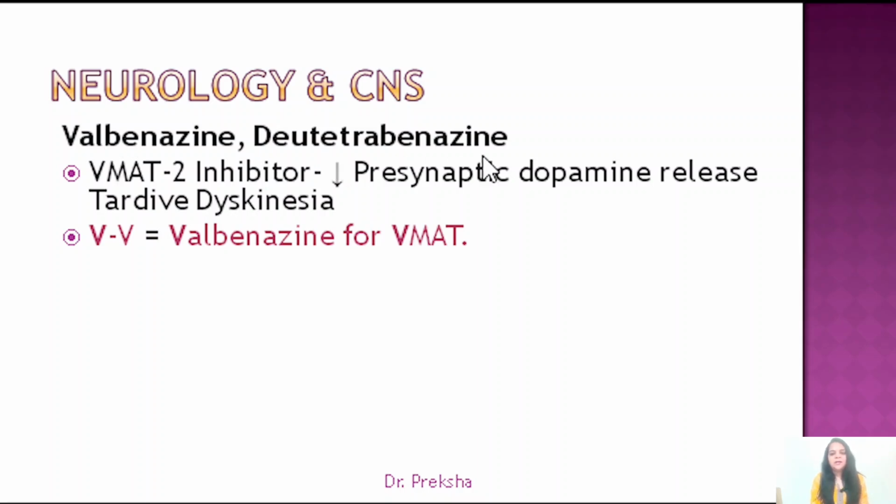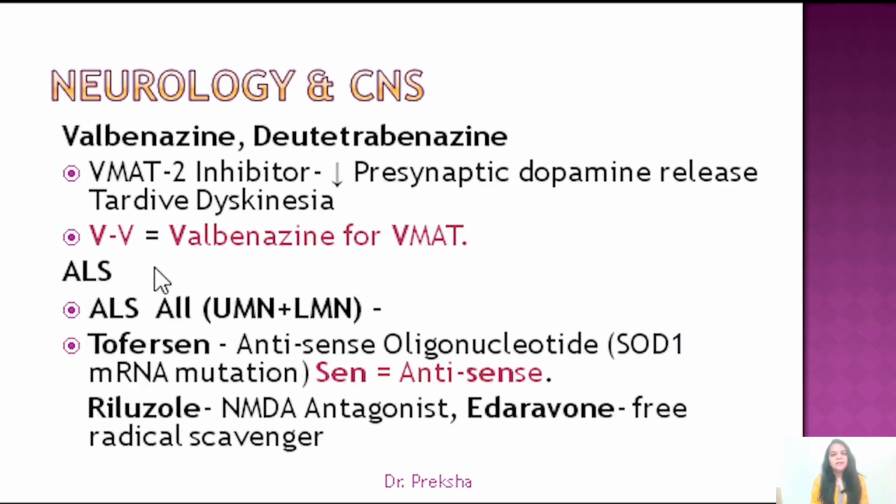Valbenazine and deutetrabenazine. These drugs are VMAT2 inhibitors, vesicular monoamine transporter type 2 inhibitors, and they decrease presynaptic dopamine release. They are useful for the treatment of tardive dyskinesia, which is a hyperkinetic movement disorder. So V stands for V: valbenazine is for VMAT. This is how you can remember valbenazine and deutetrabenazine for the treatment of tardive dyskinesia.